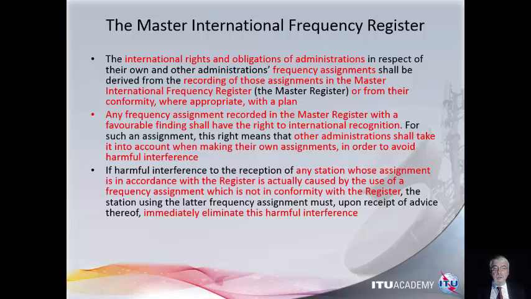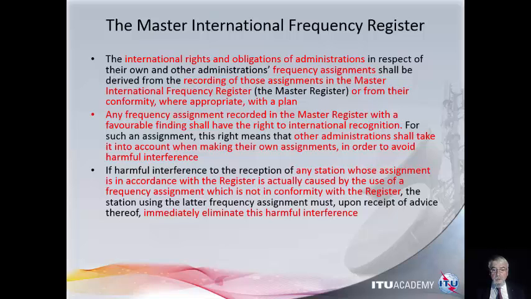Then about the Master International Frequency Register. The international rights and obligations of administrations in respect of their own and other administrations' frequency assignments shall be derived from the recording of those assignments in the Master International Frequency Register, or from their conformity, where appropriate, with a plan. Any frequency assignment recorded in the Master Register with a favorable finding shall have the right to international recognition and protection. For such an assignment, this right means that other administrations shall take it into account when making their own assignments in order to avoid harmful interference.